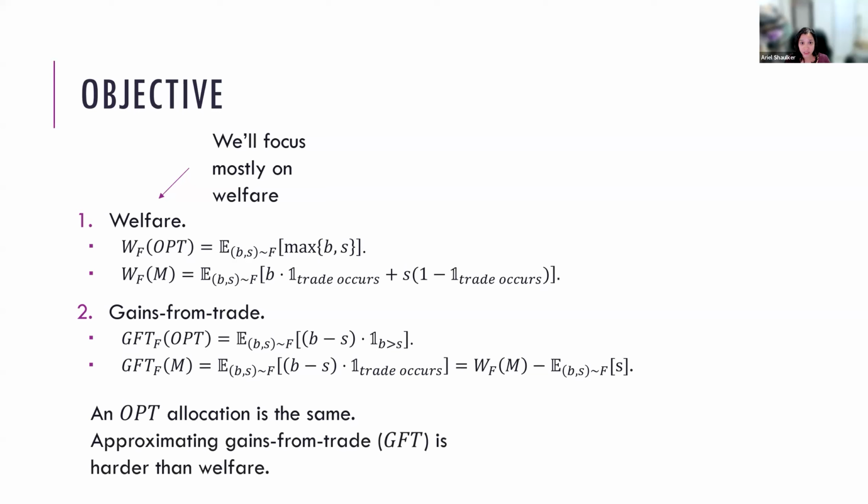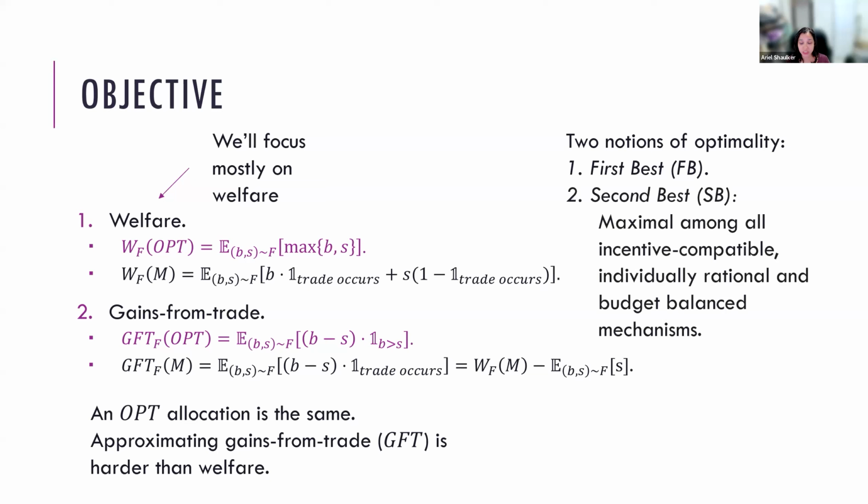However, for approximations, this is not the same. Approximating the gains from trade is a harder task than approximating the welfare. And so if we have a mechanism that gives an alpha approximation to the gains from trade, then we automatically get a mechanism that gives an alpha approximation to the welfare. And there are also two notions of optimality. We have the first best, which is what we described so far. And we have second best, which is the maximal value among all incentive-compatible, individually rational, and budget-balanced mechanisms. In our work, when we say opt, we mean the value of the first best.